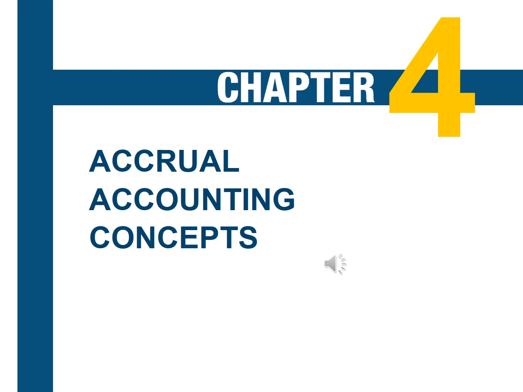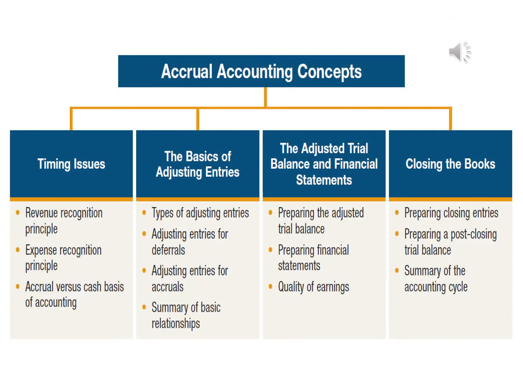We're going to discuss chapter 4 today, which is accrual accounting concepts. Included in our discussion today are 4 topics. The first one is the timing issues of recording the transactions. The second is the basics of adjusting entries, what adjusting entries are and what you record. The third is preparing the adjusted trial balance and financial statements. And the last is closing the books.